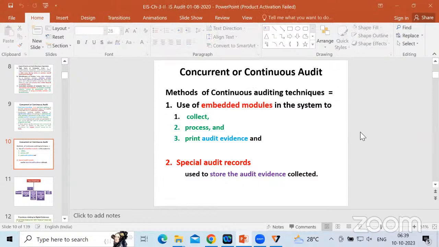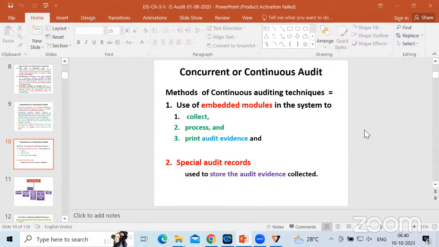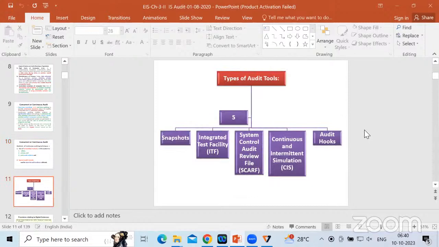Then special audit records to store audit evidence. What do you mean by special audit records? Suppose the software we have installed in the entity's system observes something odd or abnormal, it will forward the data to a separate folder, which is exclusively available for the auditor to inspect. Later he will go and inspect it.